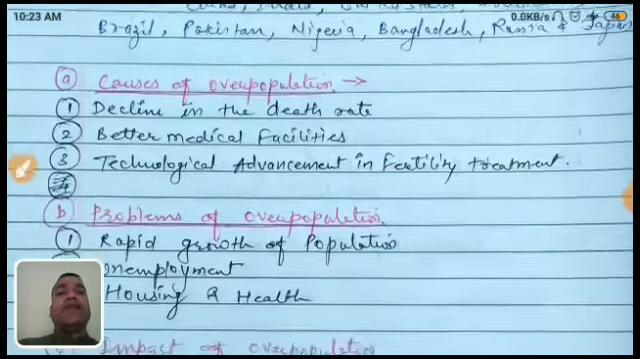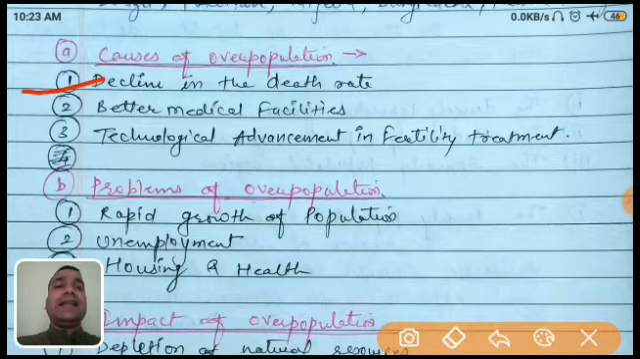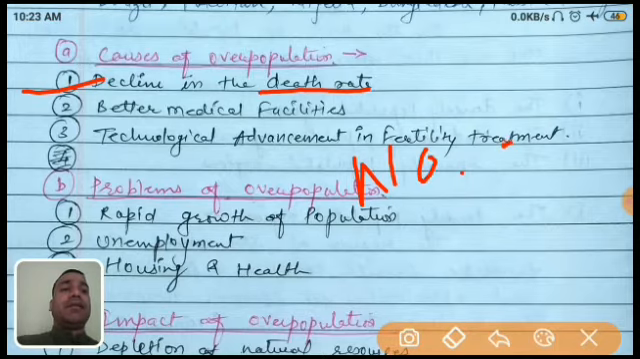Now we see the causes of overpopulation. If we understand what overpopulation is, then we have to understand what the causes are, the reasons behind that overpopulation. First, decline in the death rate. Now you know what the death rate is. In the last chapter, in the last module, I explained what the death rate is. Death rate means the number of people who died in a particular time period, according to the population.